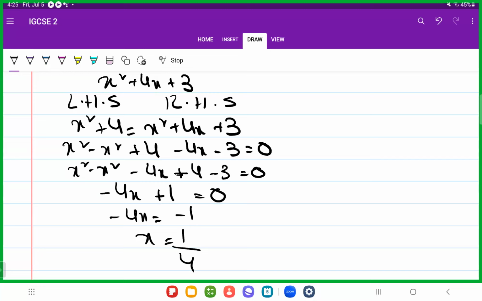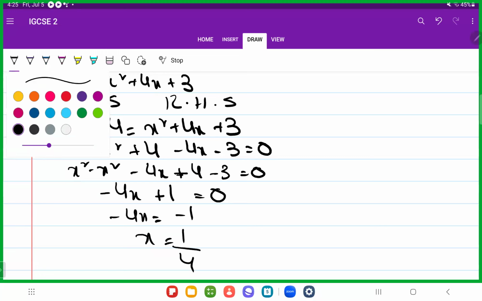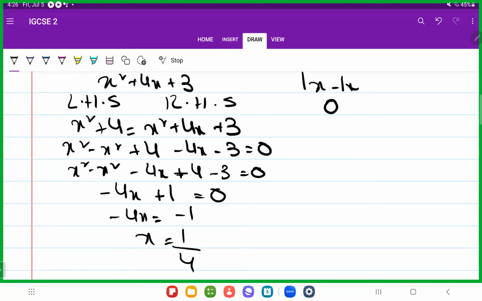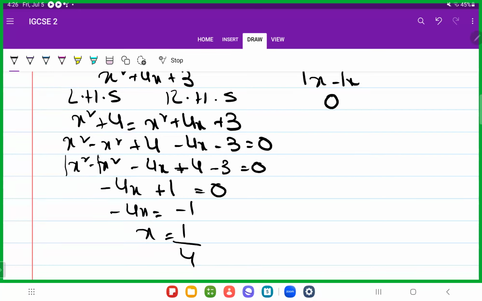Oh, so like interactive in class. Yes, because the x squared cancels out. It's x squared minus x squared. So we write 0, right? It's basically 1x. Over here also it's 1x squared minus 1x squared, so 1 minus 1 is 0. Get it? Thank you.